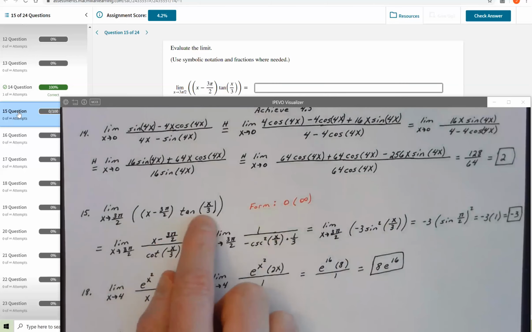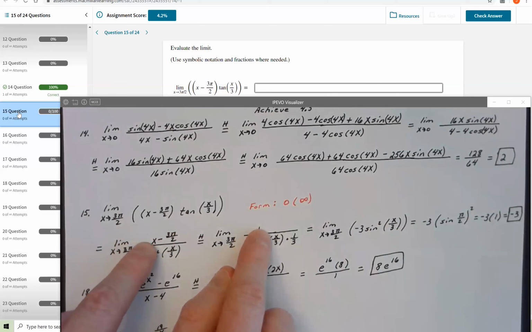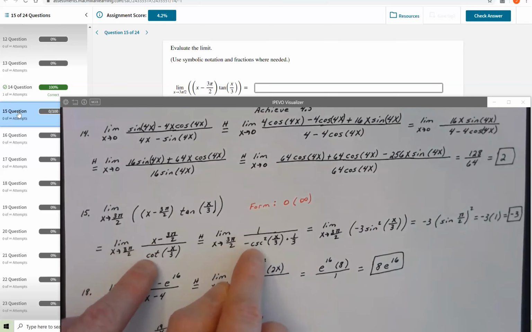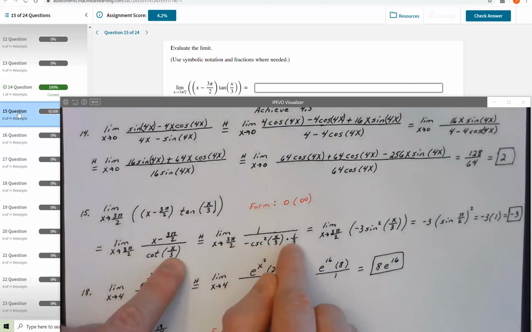So that's the first thing I did, is I just said, let's put the tangent down in the denominator and call it the cotangent. Now I'm using L'Hopital's method by saying, well, let's take the derivative of the numerator, which is simple. The derivative of x is 1, over the derivative of the denominator. And you know derivative of cotangent is negative cosecant squared of that angle times the derivative of the angle.